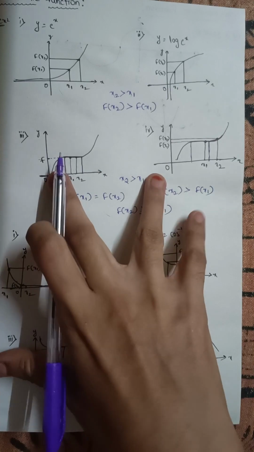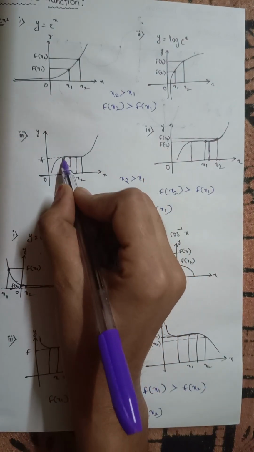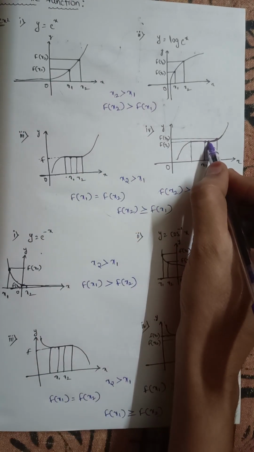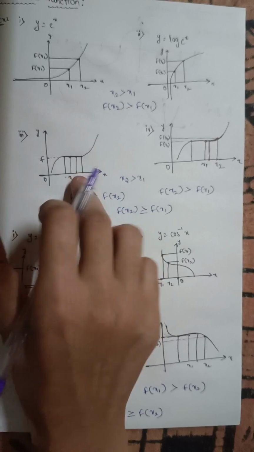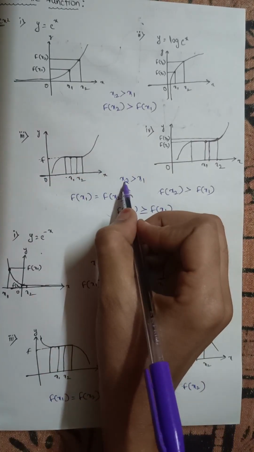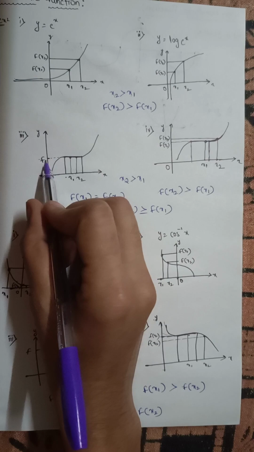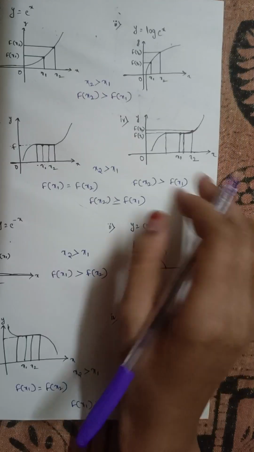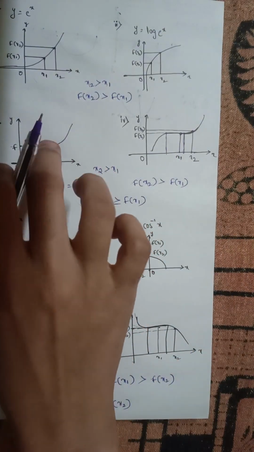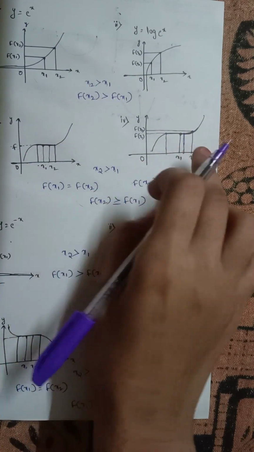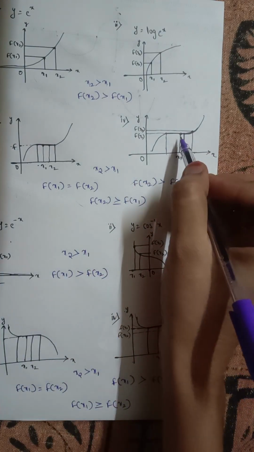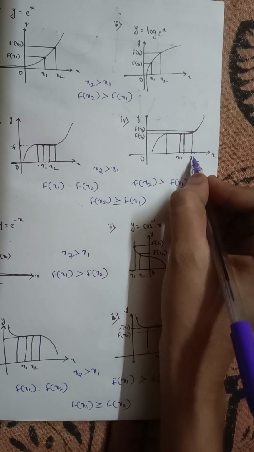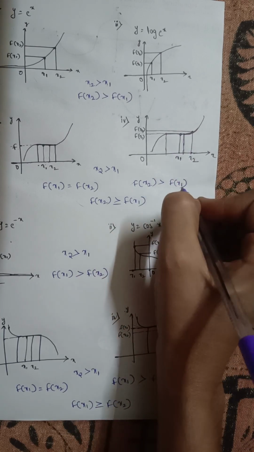And in this scenario, from this point to this point the function is constant, from this point to this point the function is constant. So let's take this example. Here x2 is greater than x1, but f of x1 and f of x2 are equal. I draw this graph by using another 2 points. So in this graph x2 is greater than x1, and f of x2 is also greater than f of x1.